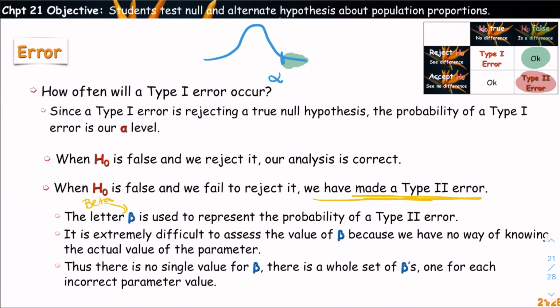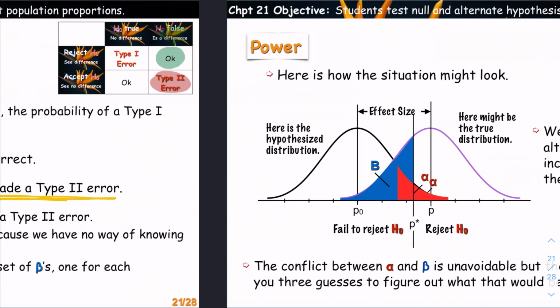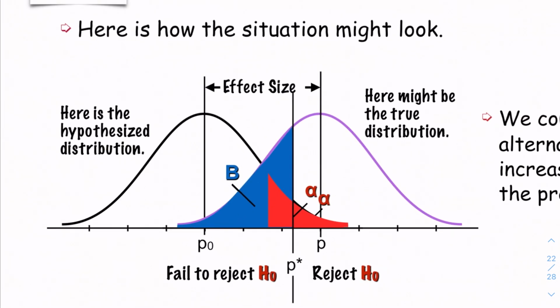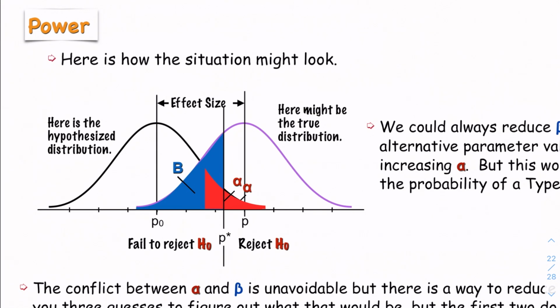Now, it is extremely difficult to assess the value of beta because we have no way of knowing the actual value of the parameter. Thus, there's no single value for beta. There is a whole set of betas, one for each incorrect parameter value. And it's kind of a visual. I'm going to try my best to explain it. It'd be greater if it was an animation, but this is from the book, so bear with me. This is what we call the power of a test.